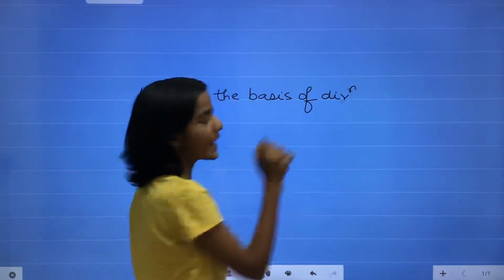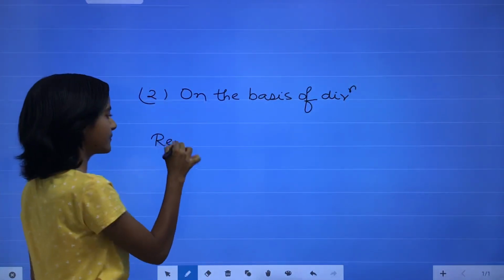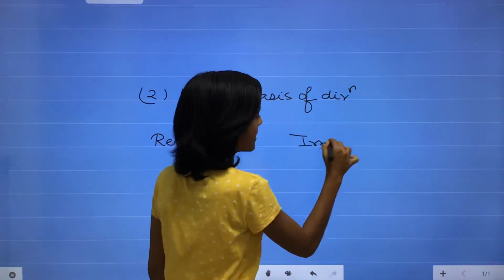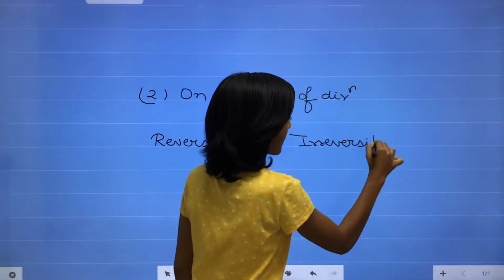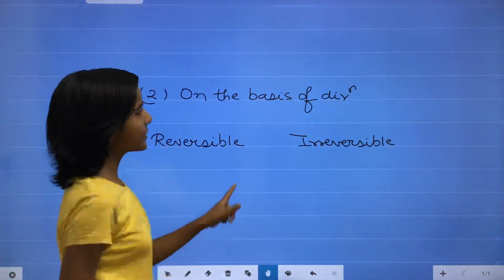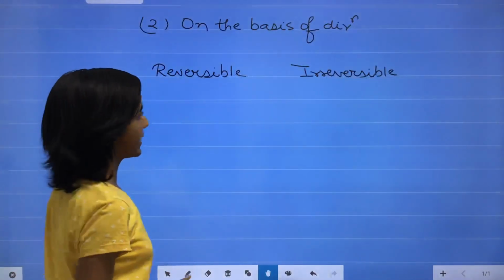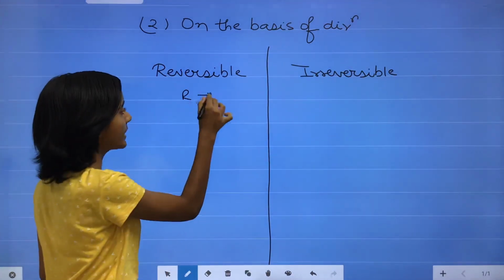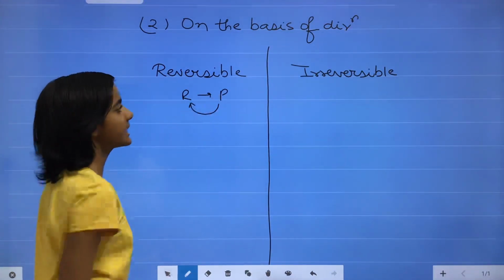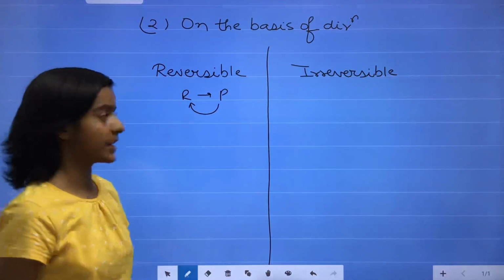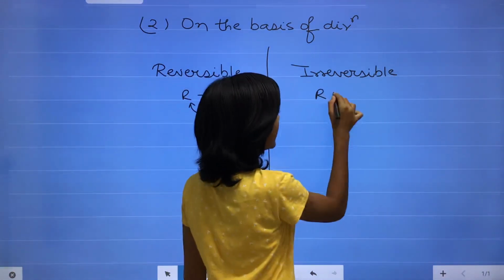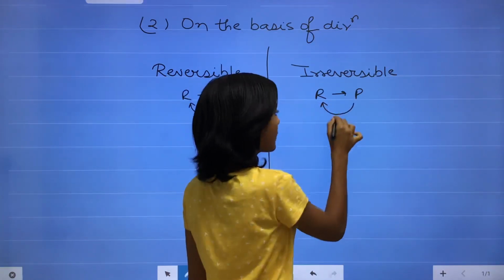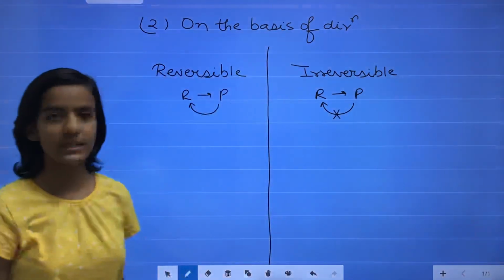So on the basis of direction, one is reversible reaction and the other is irreversible reaction. In a reversible reaction, the reactant can be converted to the product and the product can also be converted back to the reactant. And in an irreversible reaction, the reactant can be converted to the product, but the product is not converted back to the reactant.